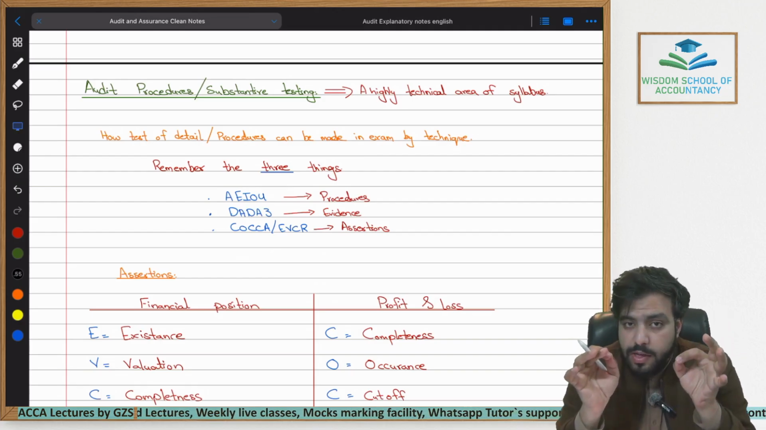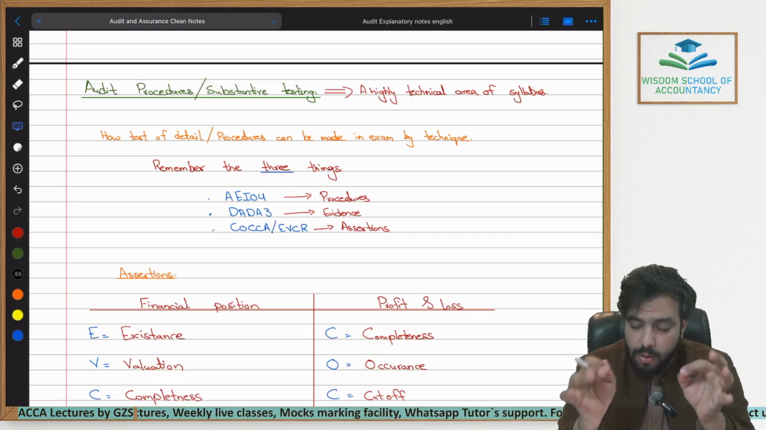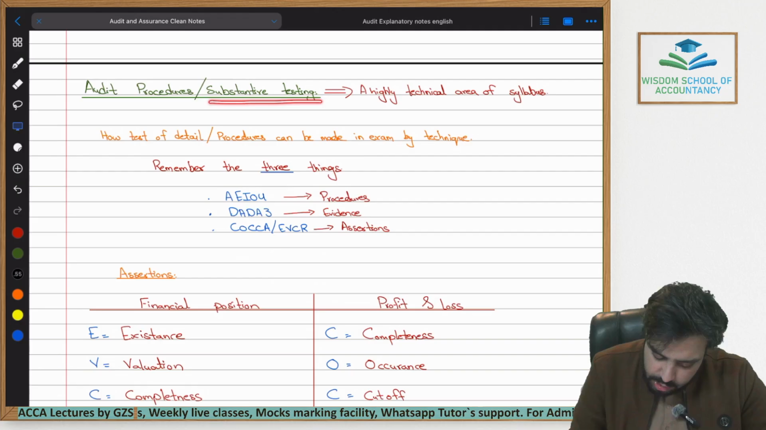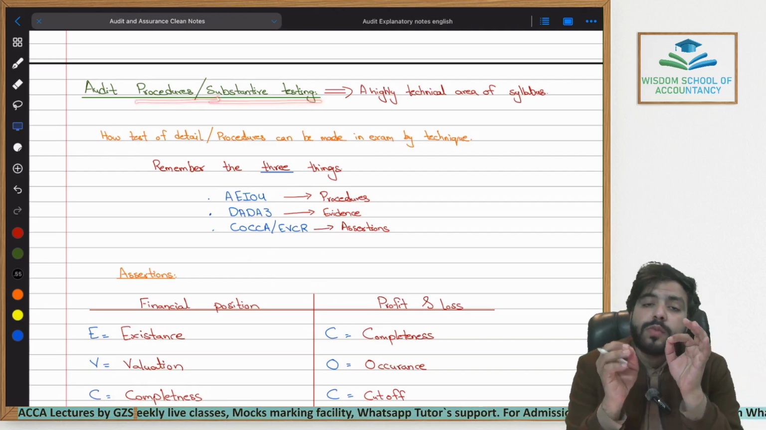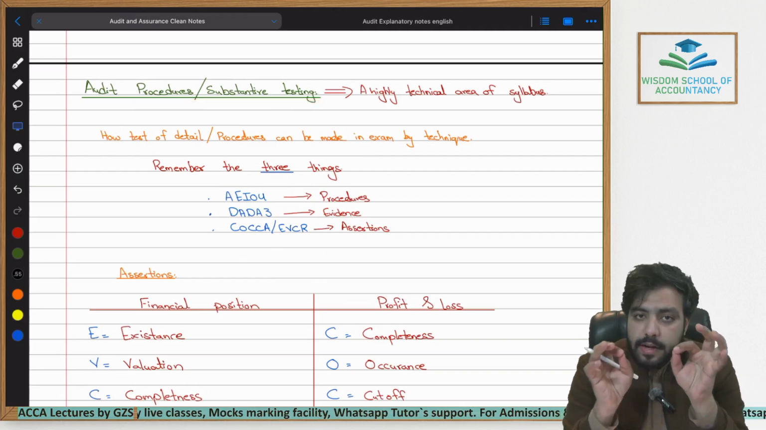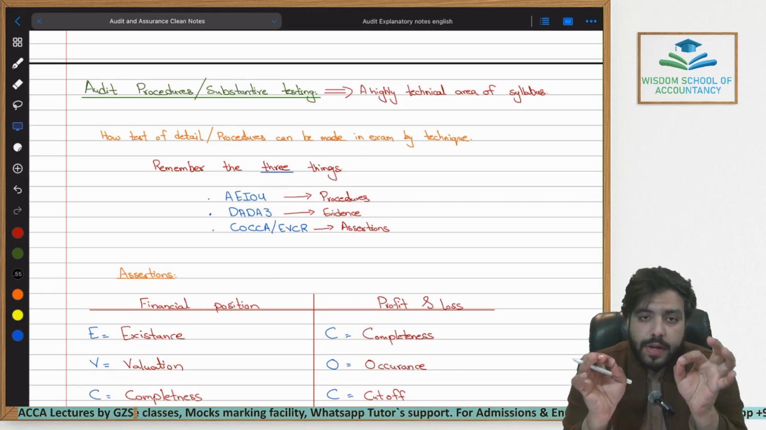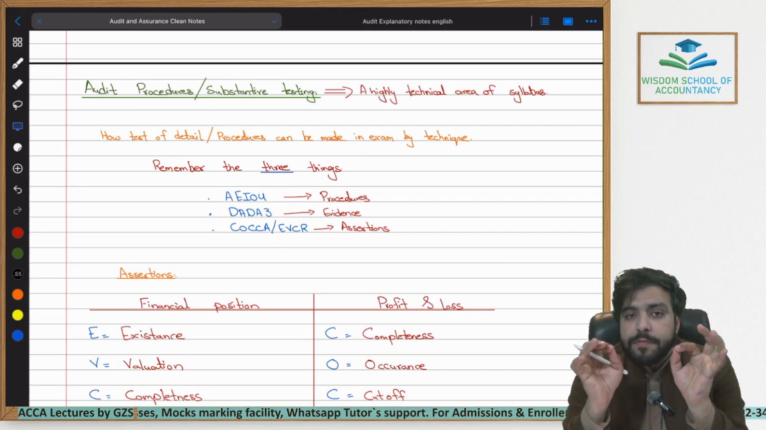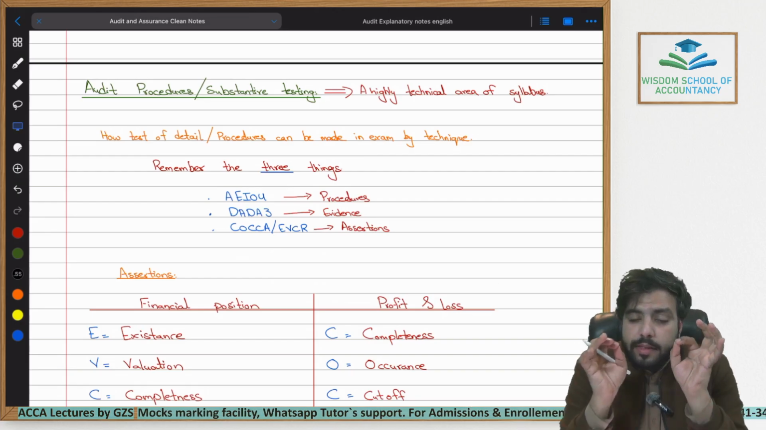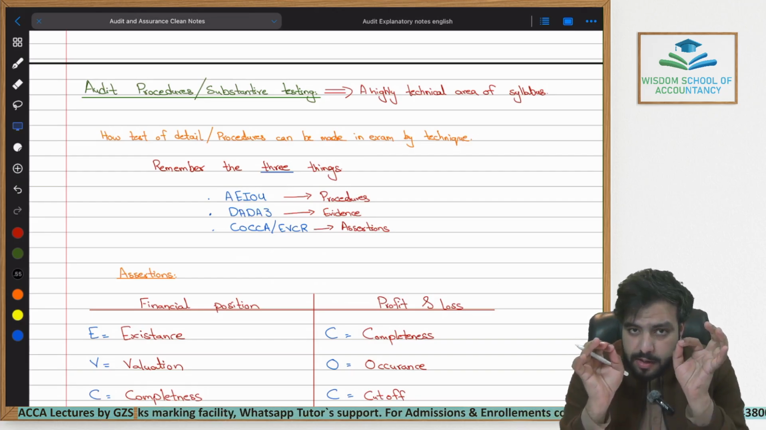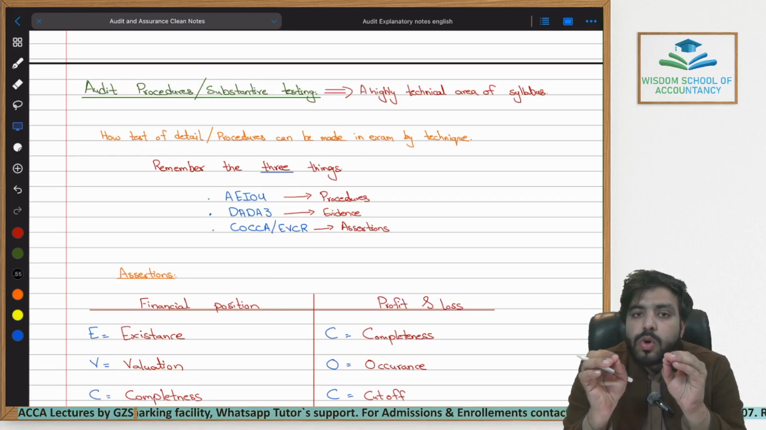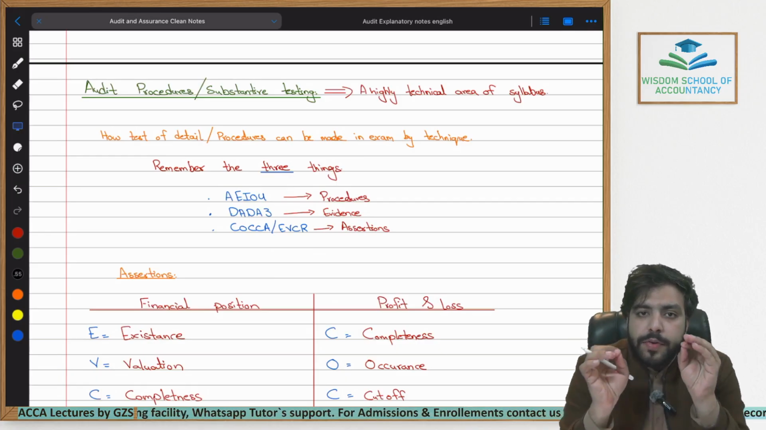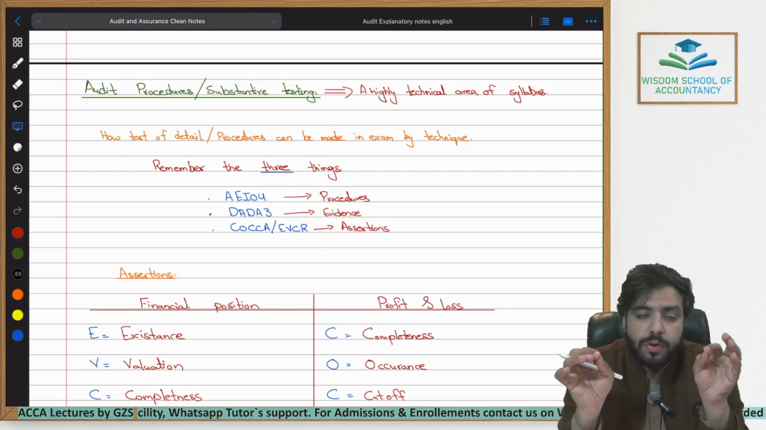The name of today's lecture, the name of this topic, is substantive procedures or audit procedures. This is considered one of the most difficult areas within audit. If you are able to understand the basic concept behind substantive procedures, it is ensured that almost 10 to 15 marks will become easier for you in your exam.